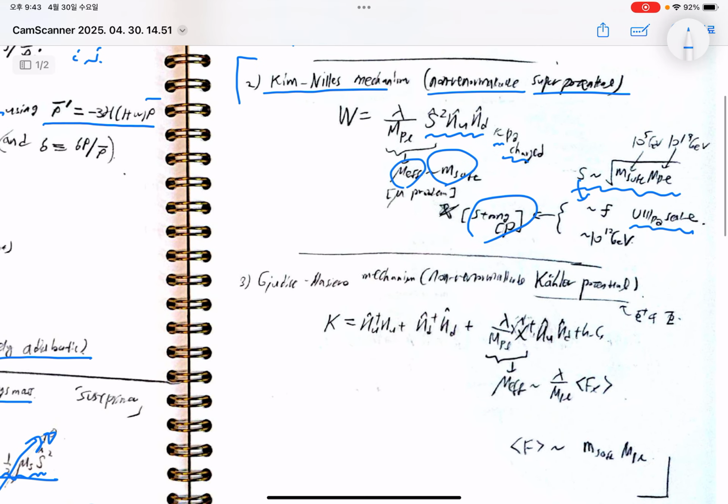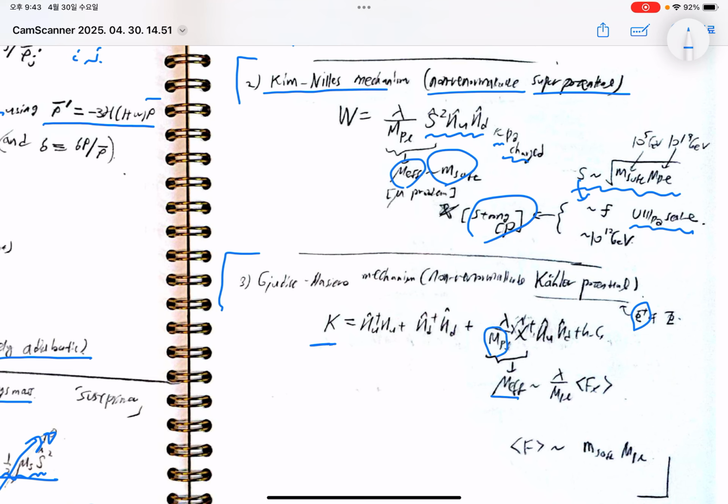The other possible solution is the Giudice-Masiero mechanism, which is also a non-renormalizable approach, using the Kahler potential with the Hermitian conjugates of the Kahler supermultiplet. So we can also consider the higher dimensional approach in the Kahler potential through the Planck mass suppression.